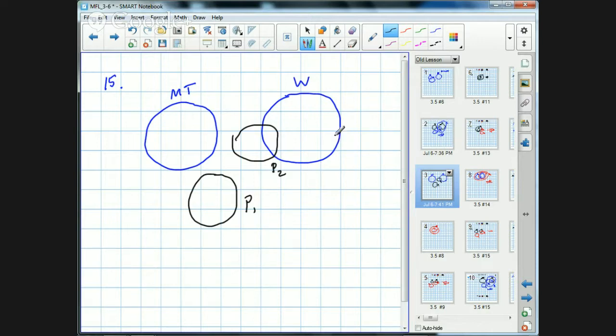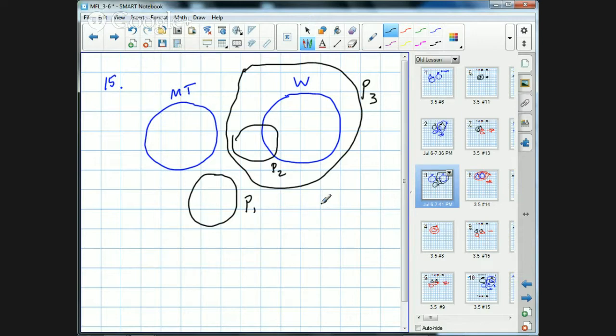Again, we always draw two P circles, but why do we intersect it with the wealthy? Because we don't know about that. There has been no statement about the wealthy. So we make the assumption that it may intersect. All we know is P misses MT. Now I've got three of them. Don't all three of those P circles miss the MT circle? Yep, so all three of those are possible based on the second premise.